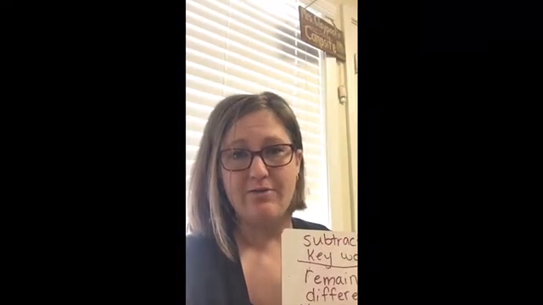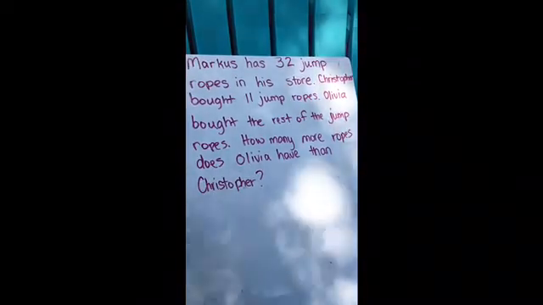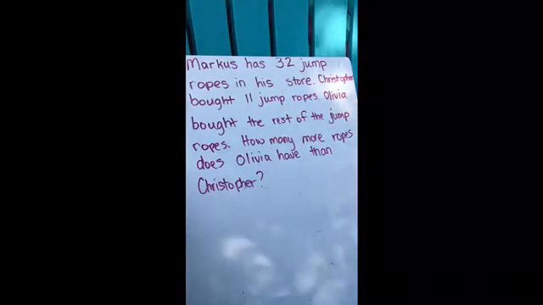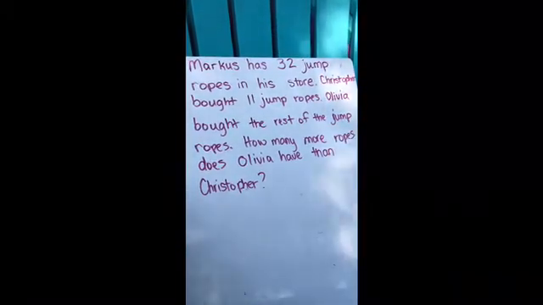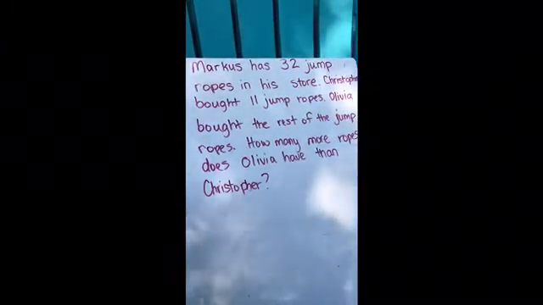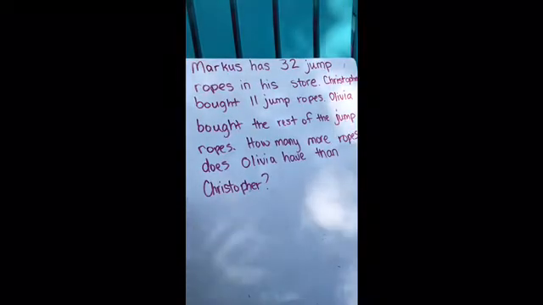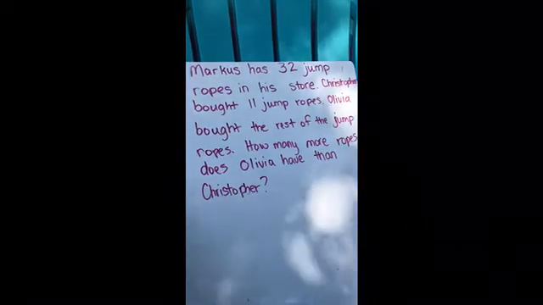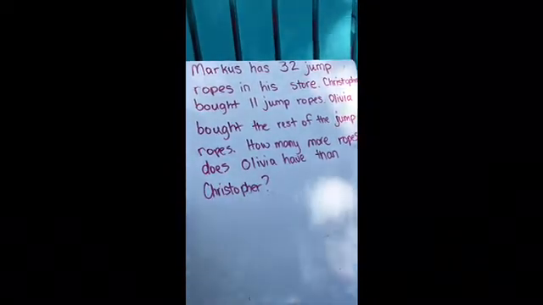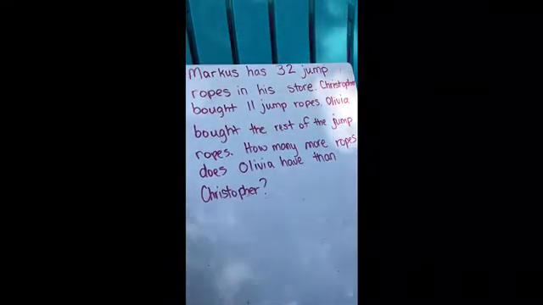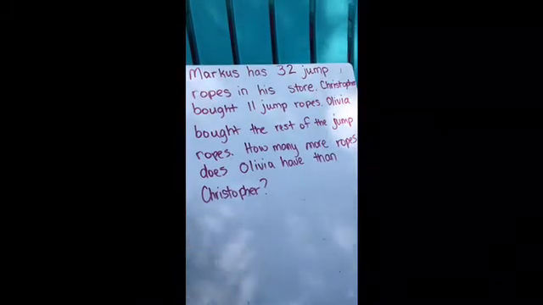So next we're going to review the different parts of a story problem. Marcus has 32 jump ropes in his store. Christopher bought 11 jump ropes. Olivia bought the rest of the jump ropes. How many more ropes does Olivia have than Christopher? We're going to think about attacking this problem with a system, with a plan. And what is that plan? Do you all remember what it was from school? I'm going to give you a minute to think about it. There are lots of plans out there, but we used one in particular.